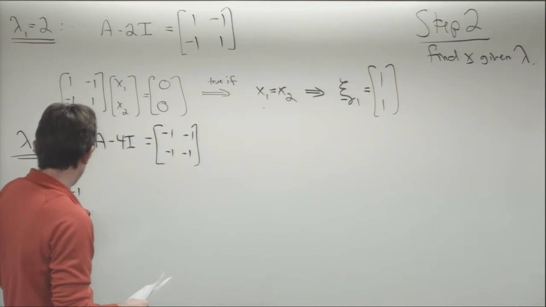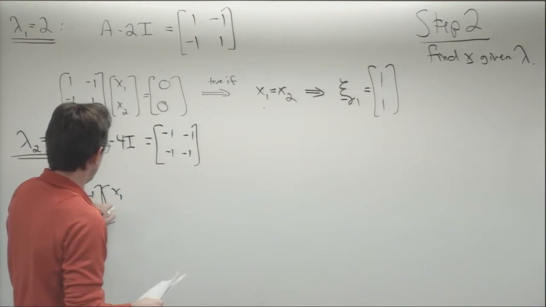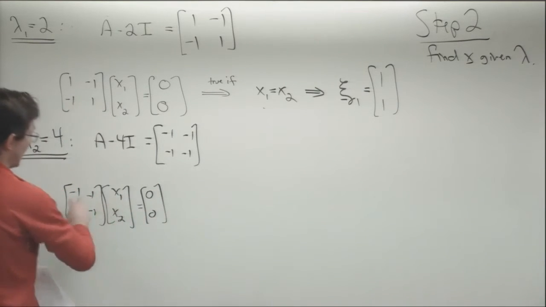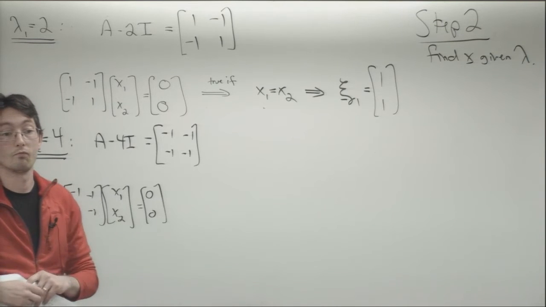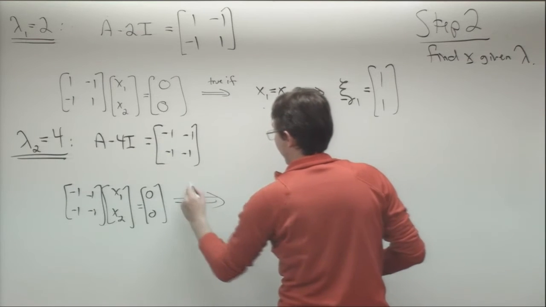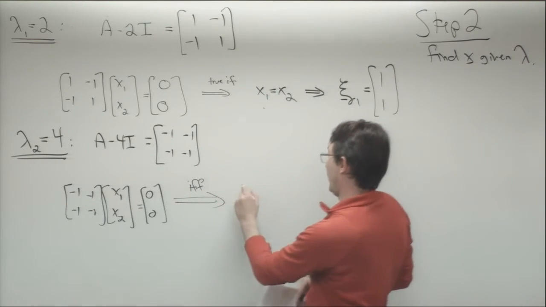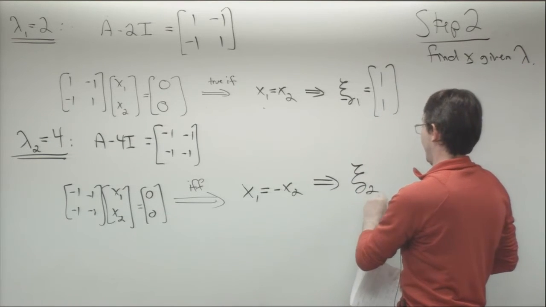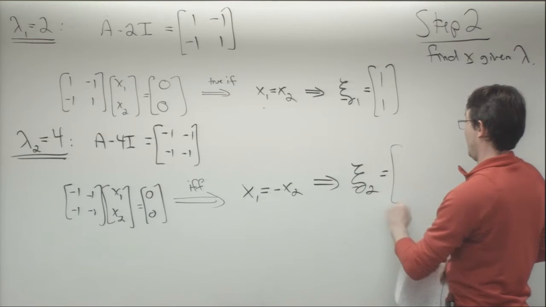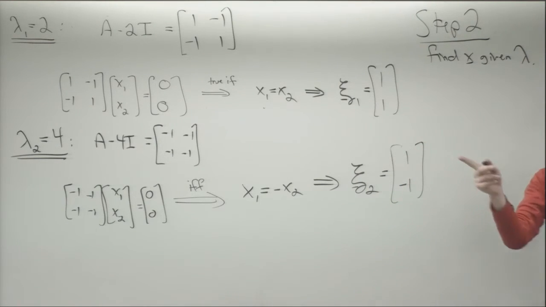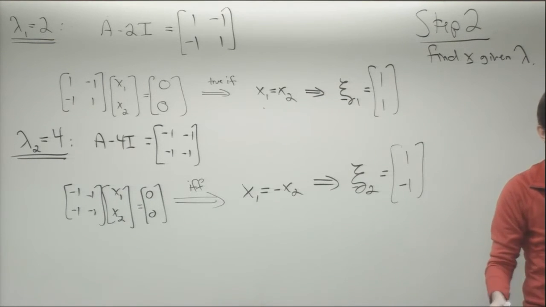So we have [-1, -1; -1, -1] times [x1, x2] equals [0, 0]. Okay, so how can this possibly be true for both rows? Equal and opposite. So if and only if x1 equals minus x2, which means that my second special vector, c2, is in the 1, minus 1 direction, right? x1 and x2 are of opposite signs. Okay, so we just solved this eigenvalue problem by hand.